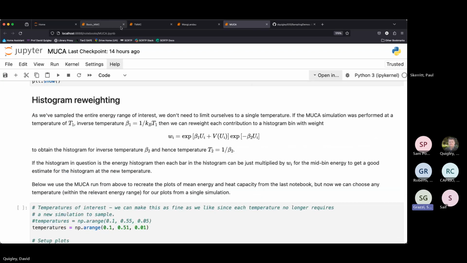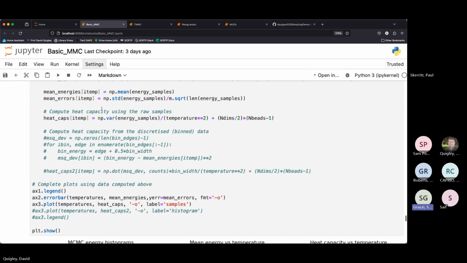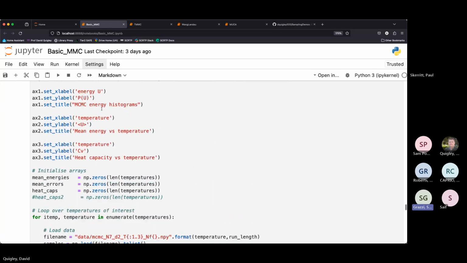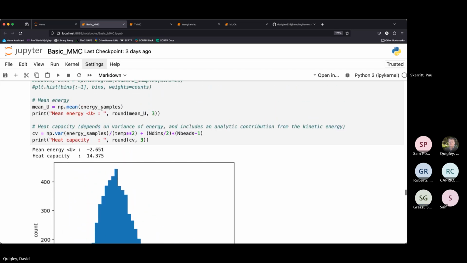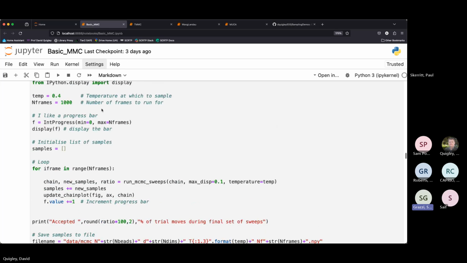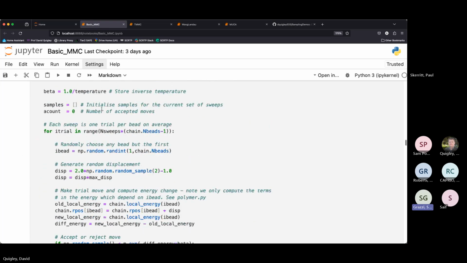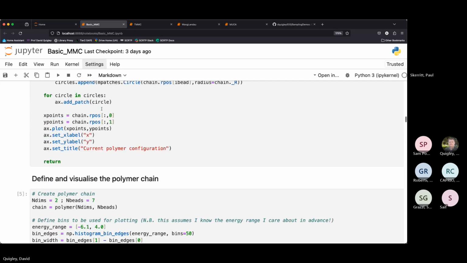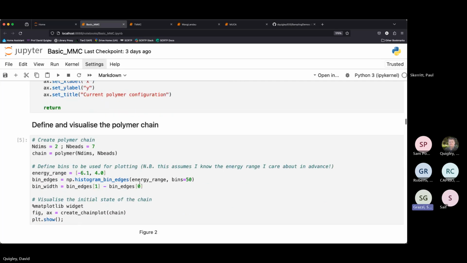Oh yes, another thing I should mention, just to be fair to Livia, is this energy histogram. When I defined my model, why did I do that? There we go. I skipped over this, and that was a bit rude. I said, I'm interested in the energy range from -6.1 to +4 energy units. How did I know that that's the energy range that I'm interested in?